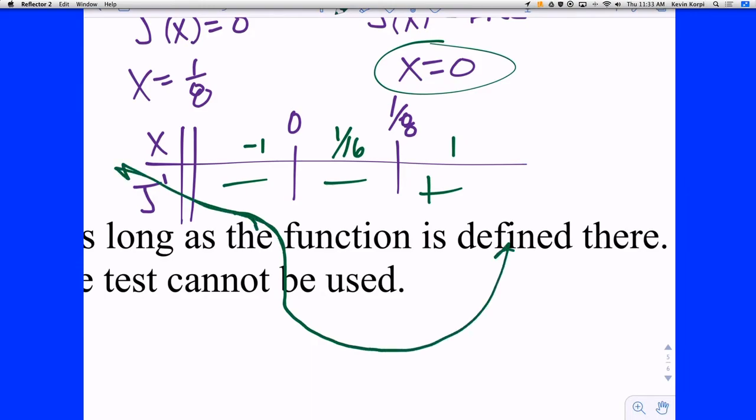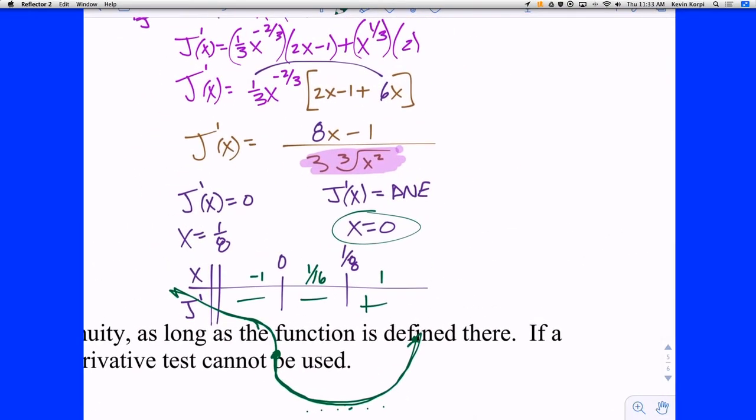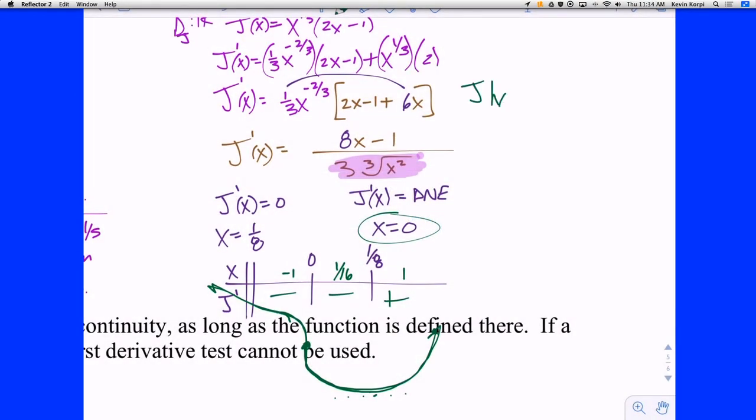So it looks something like that. So not every critical value is going to be a local extrema. All right, so then the justification would just be J has a local what? Min. The local min at x equals 1/8.